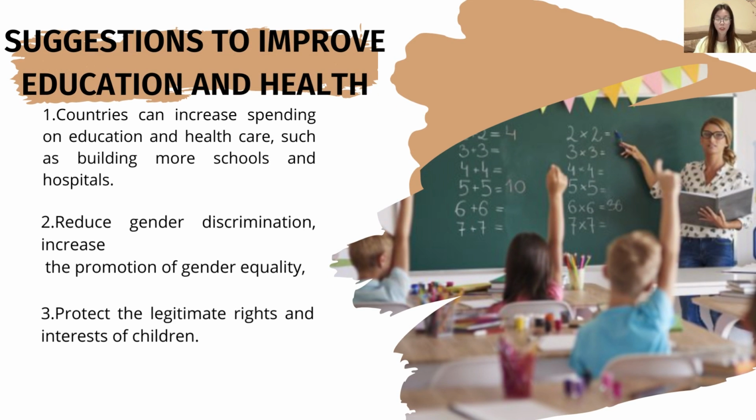There are some suggestions to improve health and education. The first one, countries, especially the low-income developing countries, can increase the spending on education and health care, such as building more schools and hospitals. The second one, increase the promotion of gender equality, remove the bad habits of gender discrimination from the root cause, and allow more women to enjoy fairer policies in education and healthcare. The last one, raise the minimum working age and formulate relevant laws to protect the legitimate rights and interests of children. In general, the government plays an important role in improving health and education.